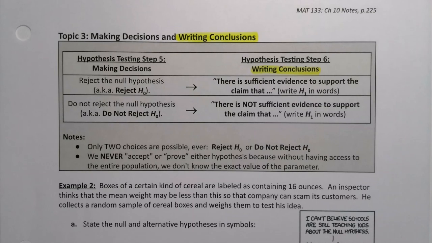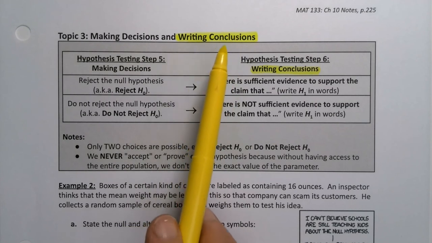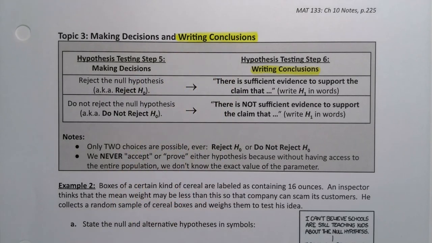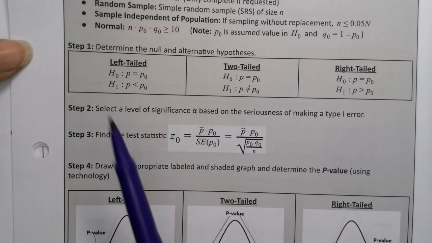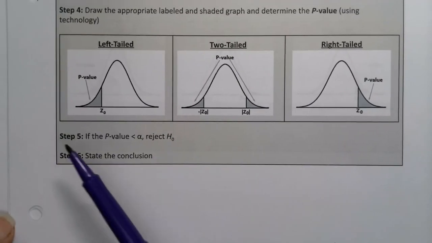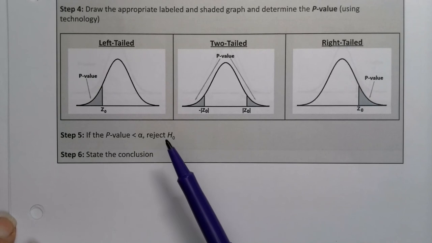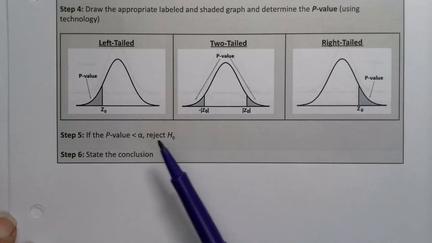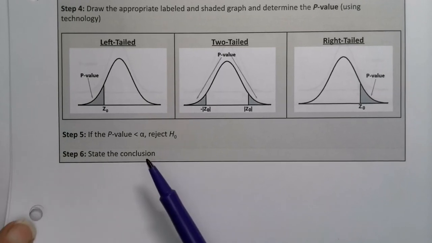For this next topic, we want to learn about making decisions and writing conclusions, in particular the writing conclusions part. So when you look at your large hypothesis test process, which you don't really know what all this means, you do know how step 1 works now, how you write your hypotheses. But if you scroll through to step 5, it says if the p-value is less than alpha, which you don't know what that means yet, reject H naught. So you're going to make a decision about rejecting H naught or not rejecting H naught. Those are really your only two options. And you can see it says state the conclusion.